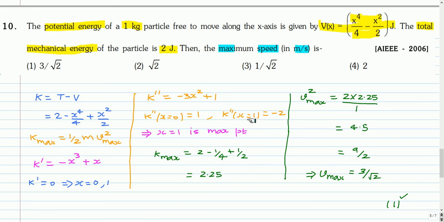So putting the value of x equal to 1, we get K max as 2.25. So from this we can get V max square as 2 times 2.25 divided by 1. Mass is 1 kg, which is 4.5, which is 9 by 2. So V max is square root of this one, that is 3 by root 2. So the correct option is option 1.